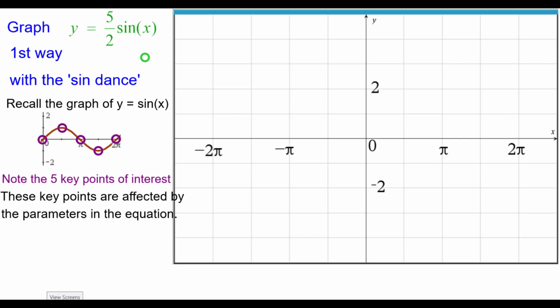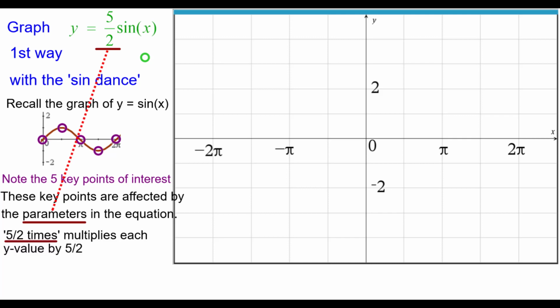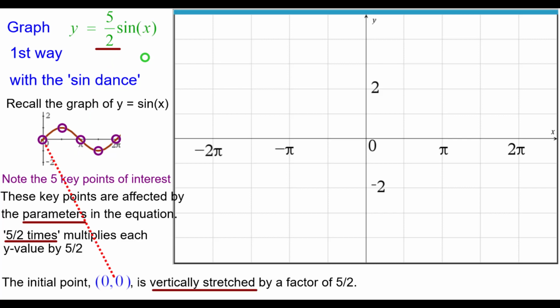These key points, in fact all points, are affected by the parameters in the equation, and in this one there is only one parameter, 5 halves times the sine of x, outside the function. So this 5 halves times multiplies each y value by 5 halves. Our initial point at the origin is vertically stretched by that factor of 5 halves, but 5 halves times 0 is 0, so it stays at the origin, 0, 0, and we'll plot it.